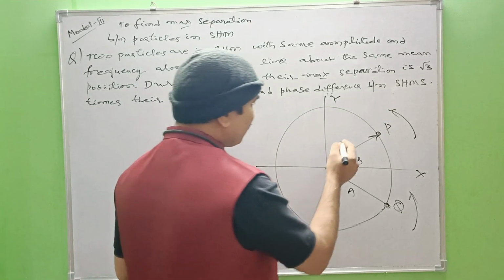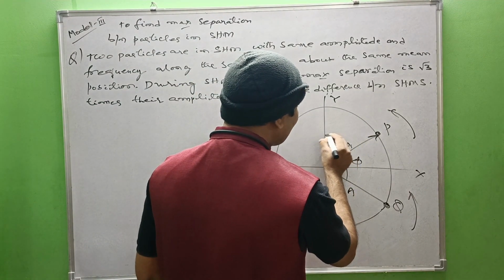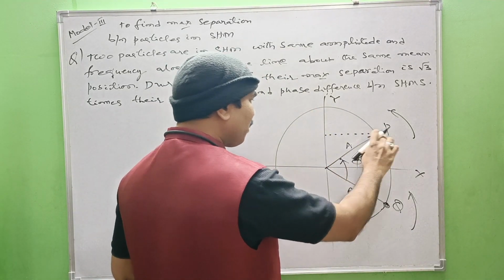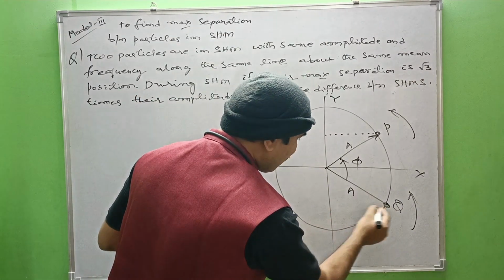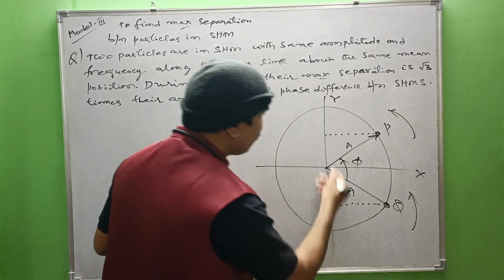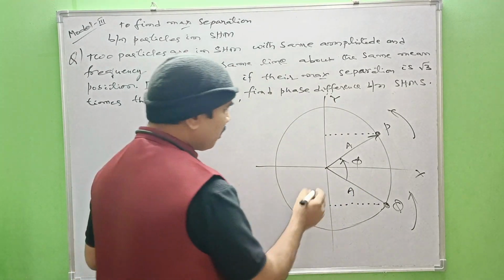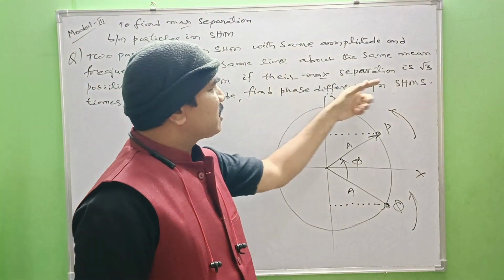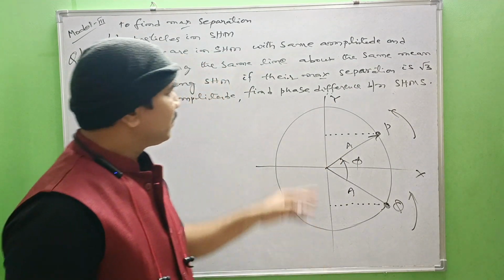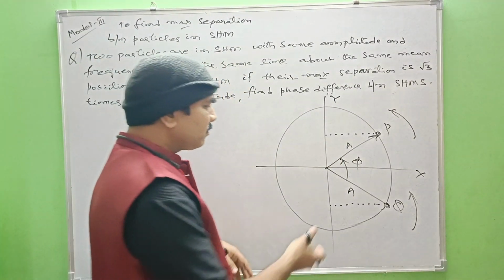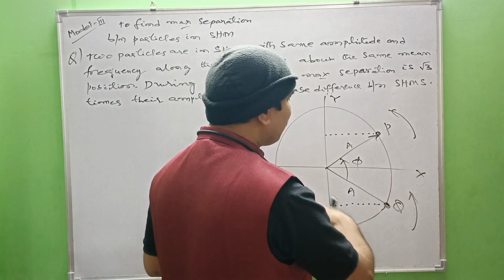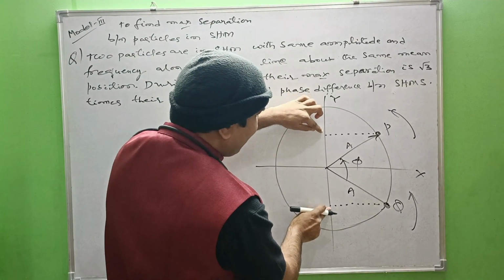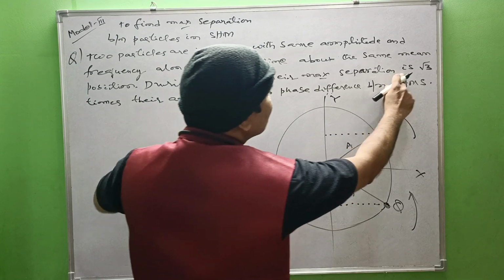Now I want to draw a normal onto the y-axis like this from the particle P here. Now this is the y projection of particle P. At the same instant, I want to draw one more normal from Q to the y-axis. Now this is the projection of the second particle Q. Now in the question, what is the maximum separation between these two particles during their oscillation? That means root 3 times their amplitude. Of course, I took both particles moving along a uniform circular path. So here the separation between the tips of the projections is equal to the given maximum separation.